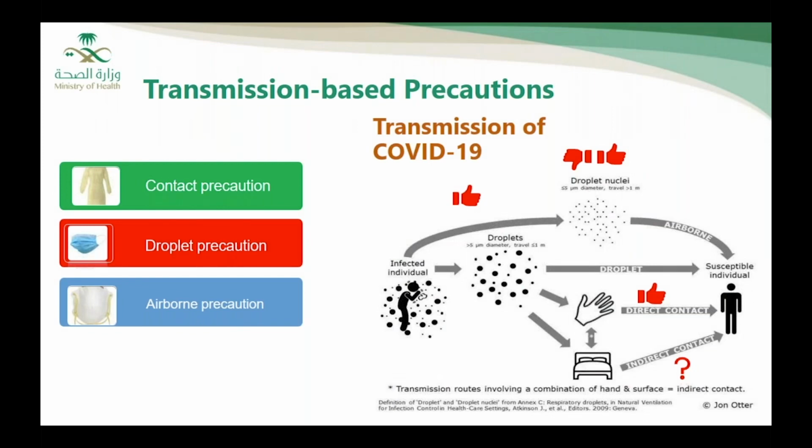Based on precautions, here is how the transmission of COVID-19 happens. We have three precautions we should take care of: contact precaution, droplet precaution, and airborne precaution. For droplet and airborne precaution, it depends on what you should do and what procedure is done for the patients.